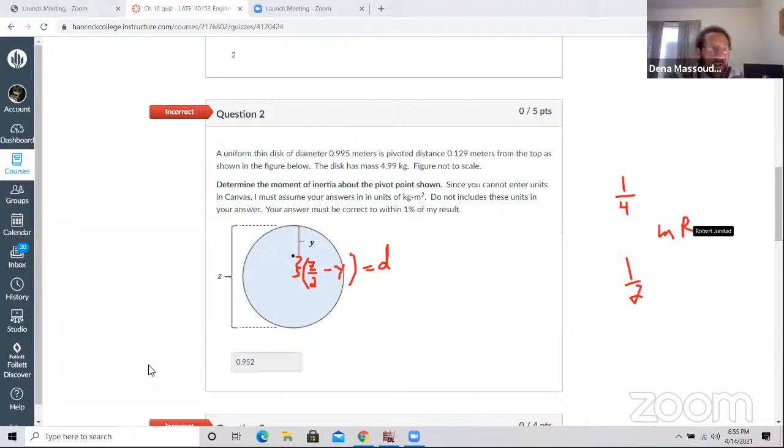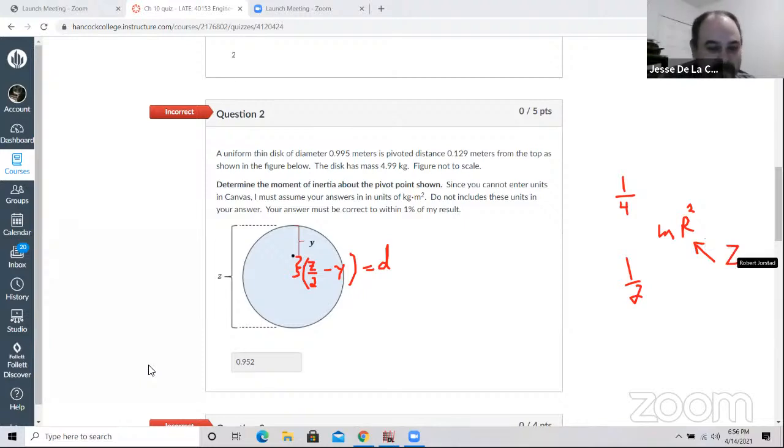I have the same thing. Which in this case is, what is the radius? Is it z over 2? It's 0.995 over 2, but yeah. Yeah, but z over 2. Too, yeah. Yeah, gotcha. All right.